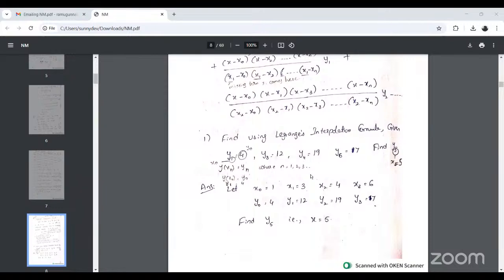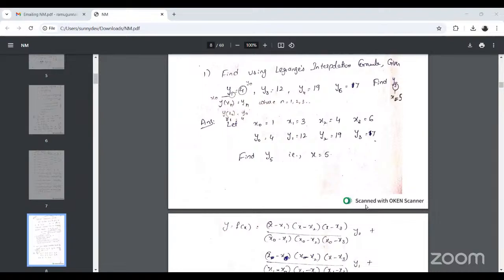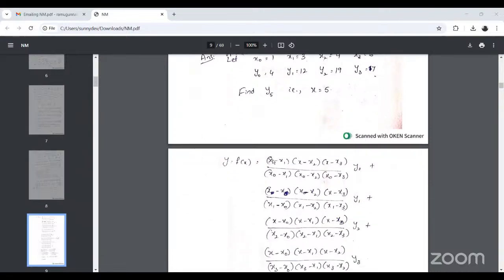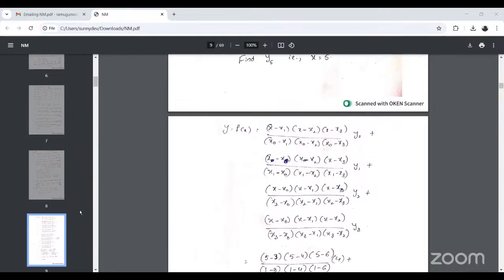Okay. So find the value using the Lagrange interpolation formula, and they have given some data. So this becomes x naught and this becomes y naught. First we write what x naught, x1, x2, x3 are. x naught is 1, x1 is 3, x2 is 4, and x3 is 6. And y naught is 4, y1 is 12, y2 is 19, and y3 is 7. So he is asking to find y at 5. Y5 means that is the x value.